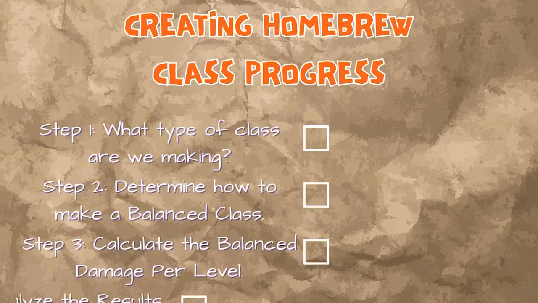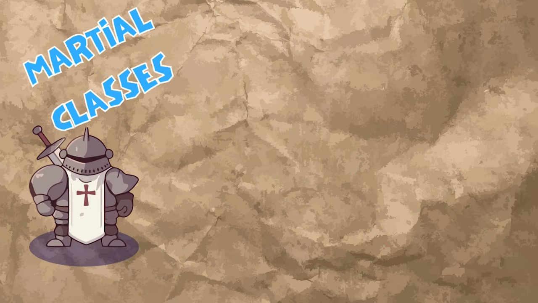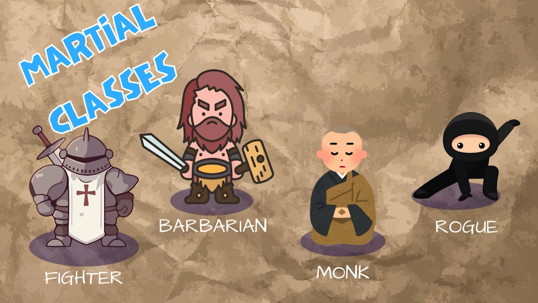We are going to start from absolute zero because that is where all homebrew starts. But before we can even write anything down or do any calculations, we are going to have to make a couple assumptions about the type of class we are making. In this video, we are going to be focused on how to create a martial class. I believe that the martial classes and the spellcasting classes are just too different from one another, and that it'd be better if they had both their own videos.